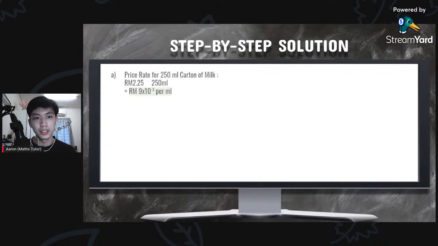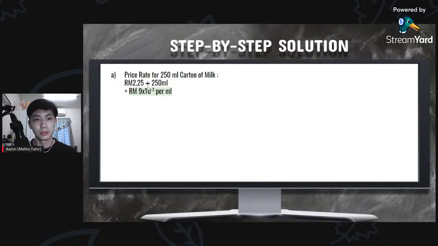So the solution for A: just now the question asks for the price rate of each carton of milk. So we do the first one first. We use the price rate for 250 ml. The price is RM 2.25, divided by 250 ml, and then you get the rate. You can use a calculator to press, or you can write it in handwritten format.